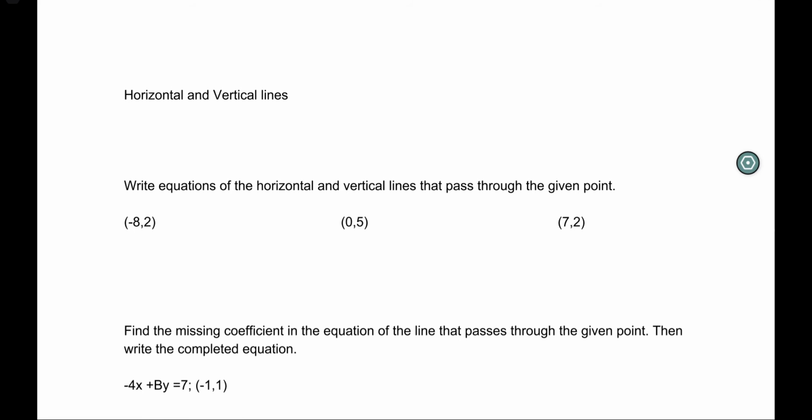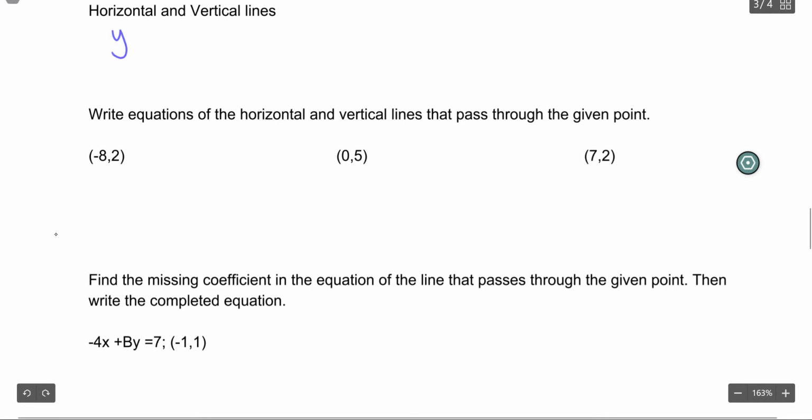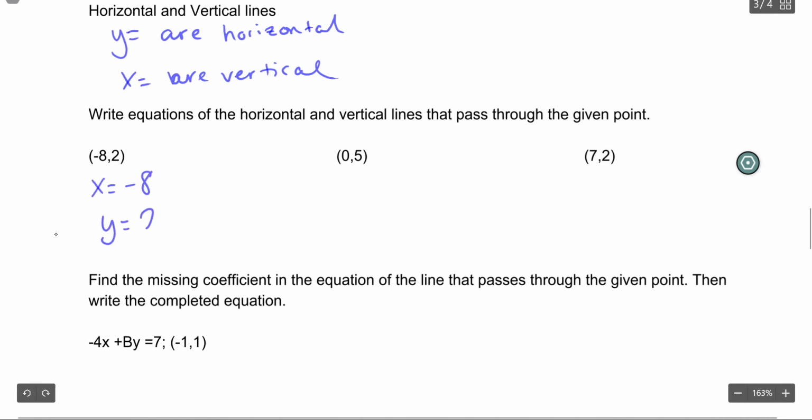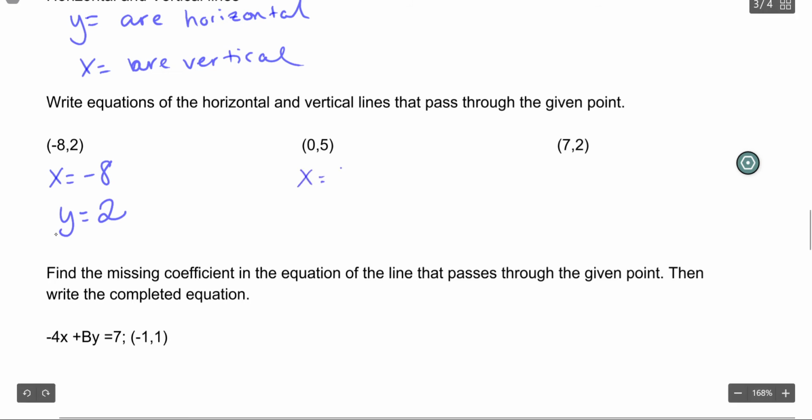Okay, horizontal and vertical lines. We talked about this a lot in class. Remember that horizontal lines are your y equals lines, and x equal are our vertical. So if we're going to write equations of the vertical and horizontal lines that pass through the given point, we're just going to write x is equal to negative 8, y is equal to 0, and done. Okay, so try the next one on your own. X is equal to 0, y is equal to 5.